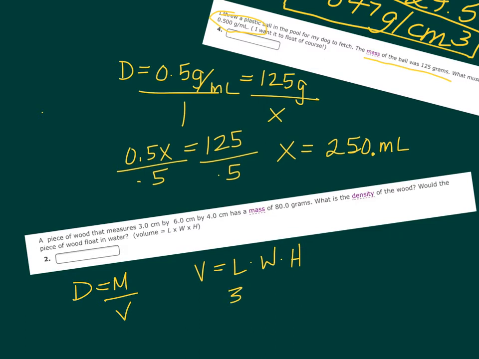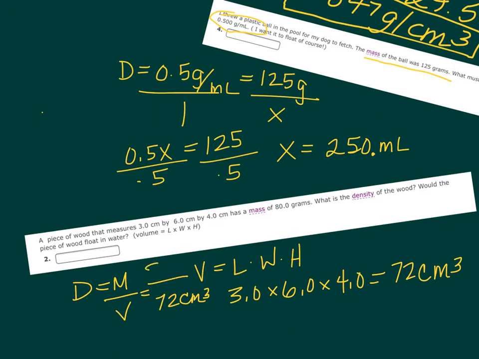So that's going to be 3.0 times 6.0 times 4.0. So we've got 18 times 4. And that's going to be 72. And the units on that are centimeters cubed. So there's our volume. And they gave us a mass of 80 grams. So then 80 divided by 72 is 1.11 repeating. And that was 80.0 here on the mass.